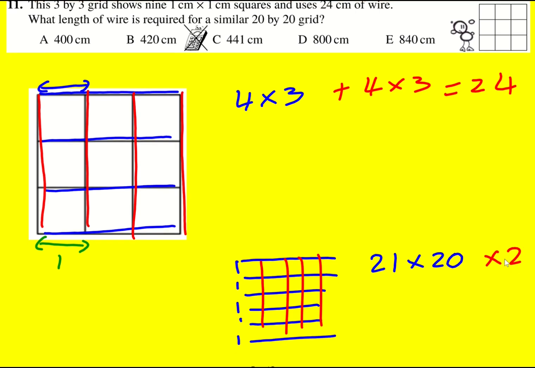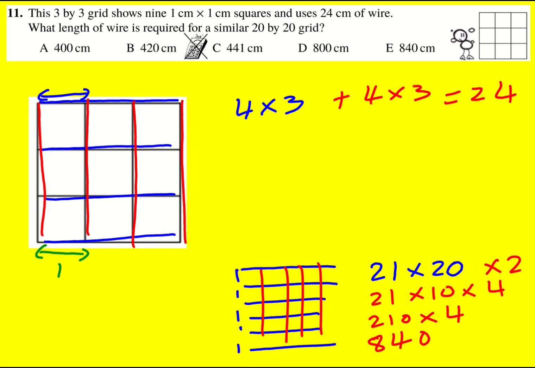So I could just do this, times by 10 to give 210. Actually, I could rearrange this to 21 times 10 times 4, which is going to be 210 times 4, and therefore I'm going to get 840. So that is a good way of doing this question.